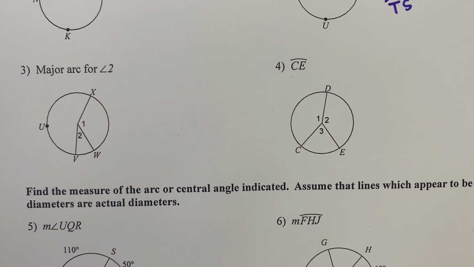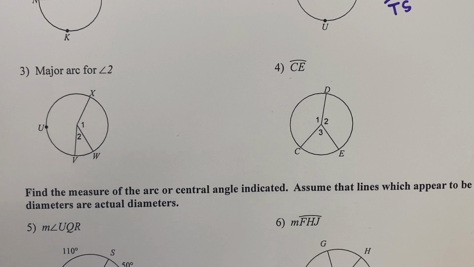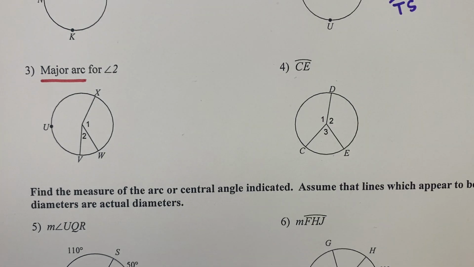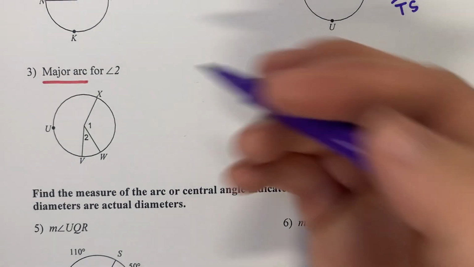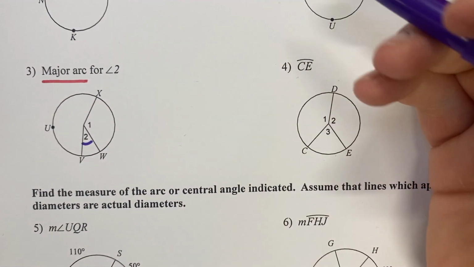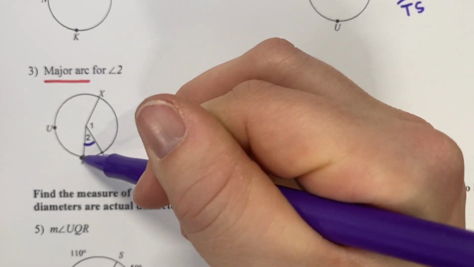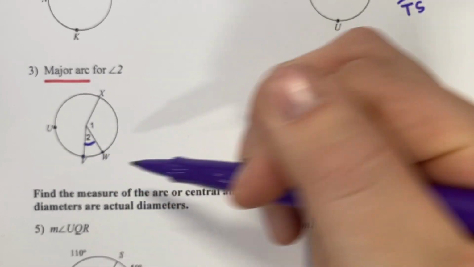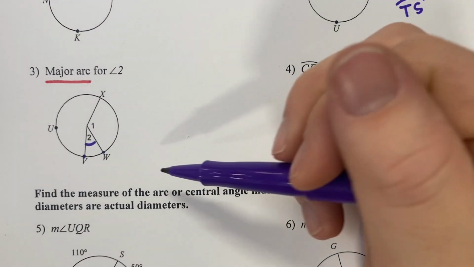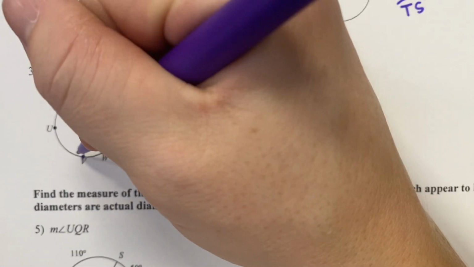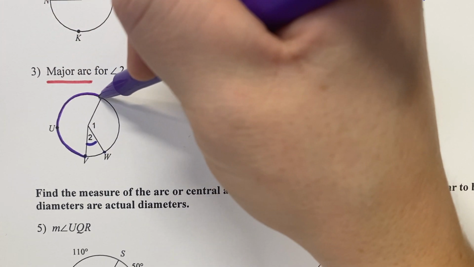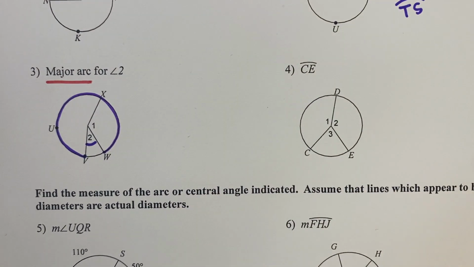Number 3. Look at the words that it's using here. It says major arc for angle 2. So we're looking at angle 2, but we're finding the major arc for angle 2. The minor arc is right here, still the same endpoints. Minor means the smaller arc. Major would be the larger one. So this time we still have the same endpoints, V and W, but since it's the major arc, we're going to go all the way around, pass through U, pass through X, and end at W.